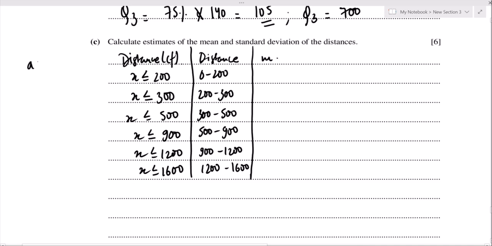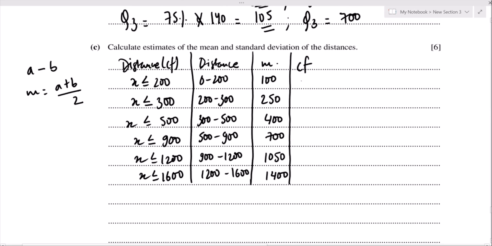So if we're looking at the range of A to B, then the mid value is just going to be A plus B by 2. So for this case, that's going to be 0 plus 200 by 2, that's going to be 100. For the second case, that's 200 plus 300 by 2, that's 250. For the third case, that's 300 plus 500 by 2, which is 400. For this case, that's 500 plus 900 divided by 2, which is 700. For this case, that's 900 plus 1200 divided by 2, which is 1050. And for the last case, that's 1200 plus 1600 divided by 2, which is 1400.